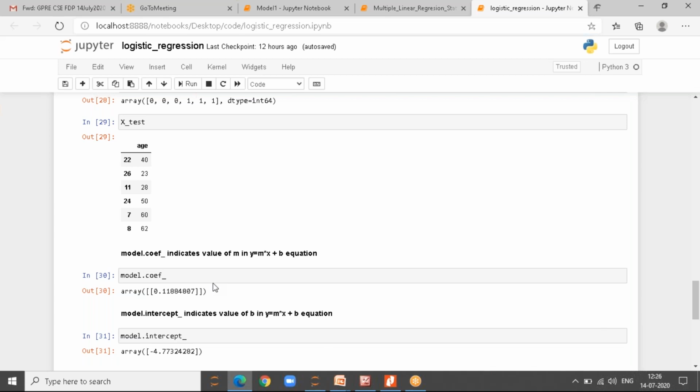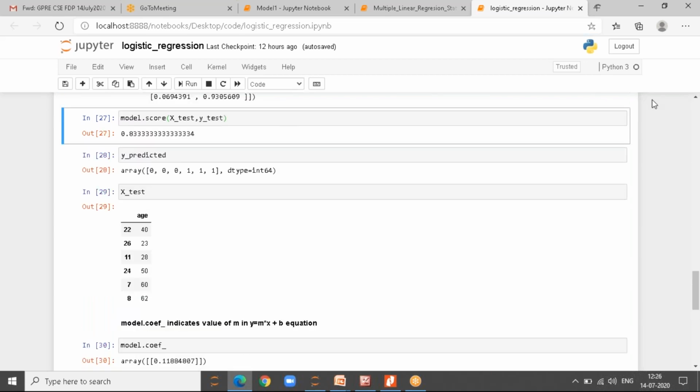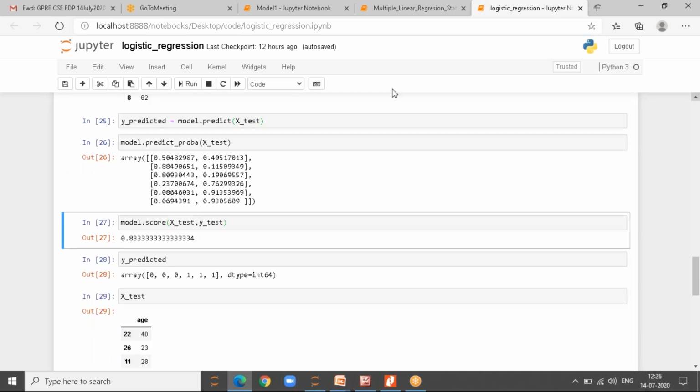The same manner as in linear regression. What is the dtype, something equal to int64? Data type. It is an array, isn't it? This is an array, and it is telling us that it is an integer array. So it results in integer values like this.